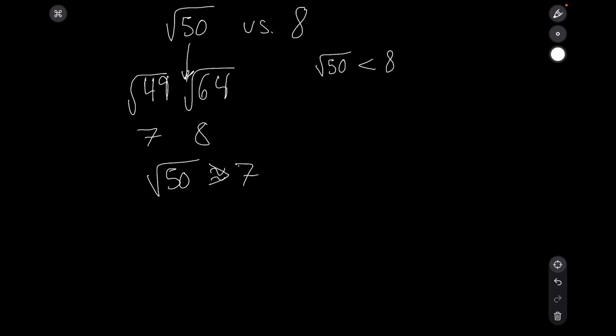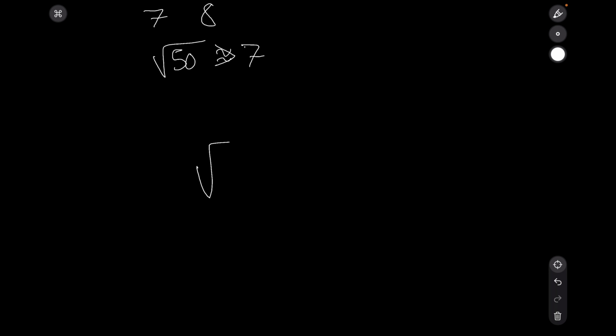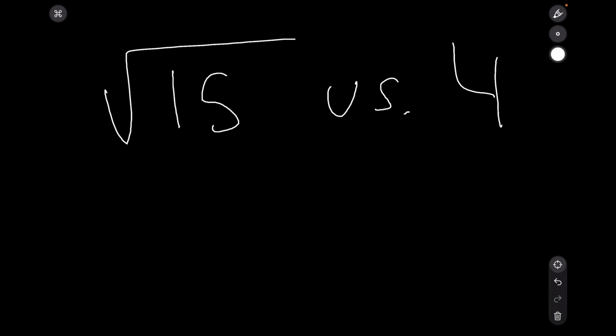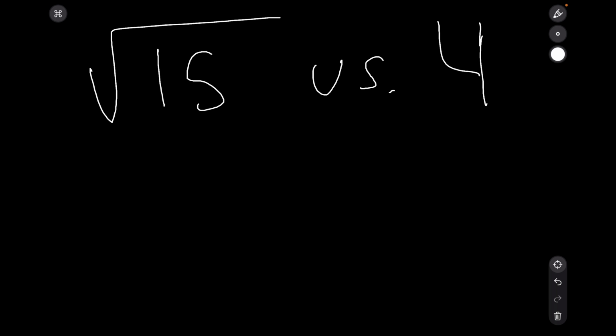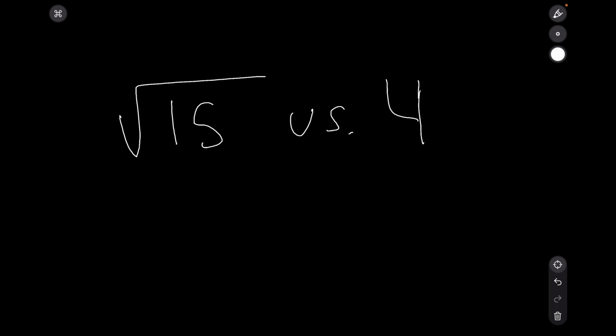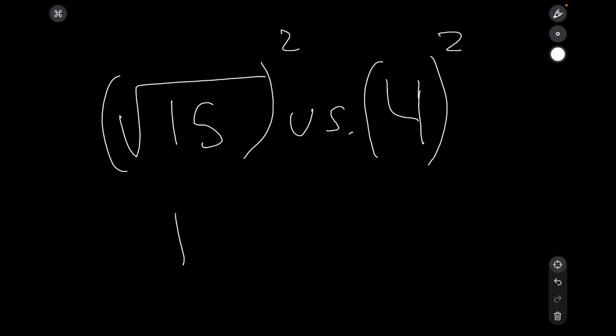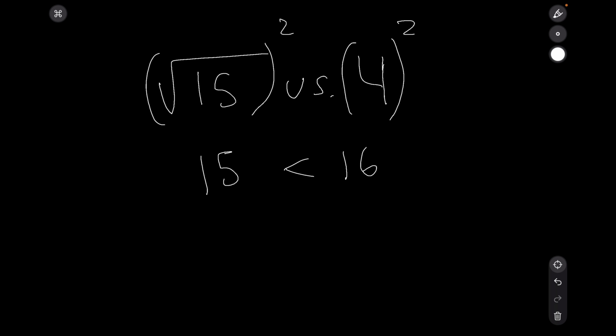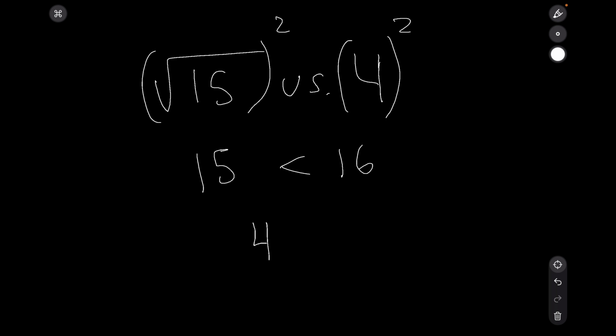Another method is to square both sides. The square root of 15 versus 4. So let's square both. That will give you 15, and that'll give you 16. Which one's greater? 16 is greater than 15. So that means that 4 is greater than the square root of 15. Only do this if both numbers are positive.